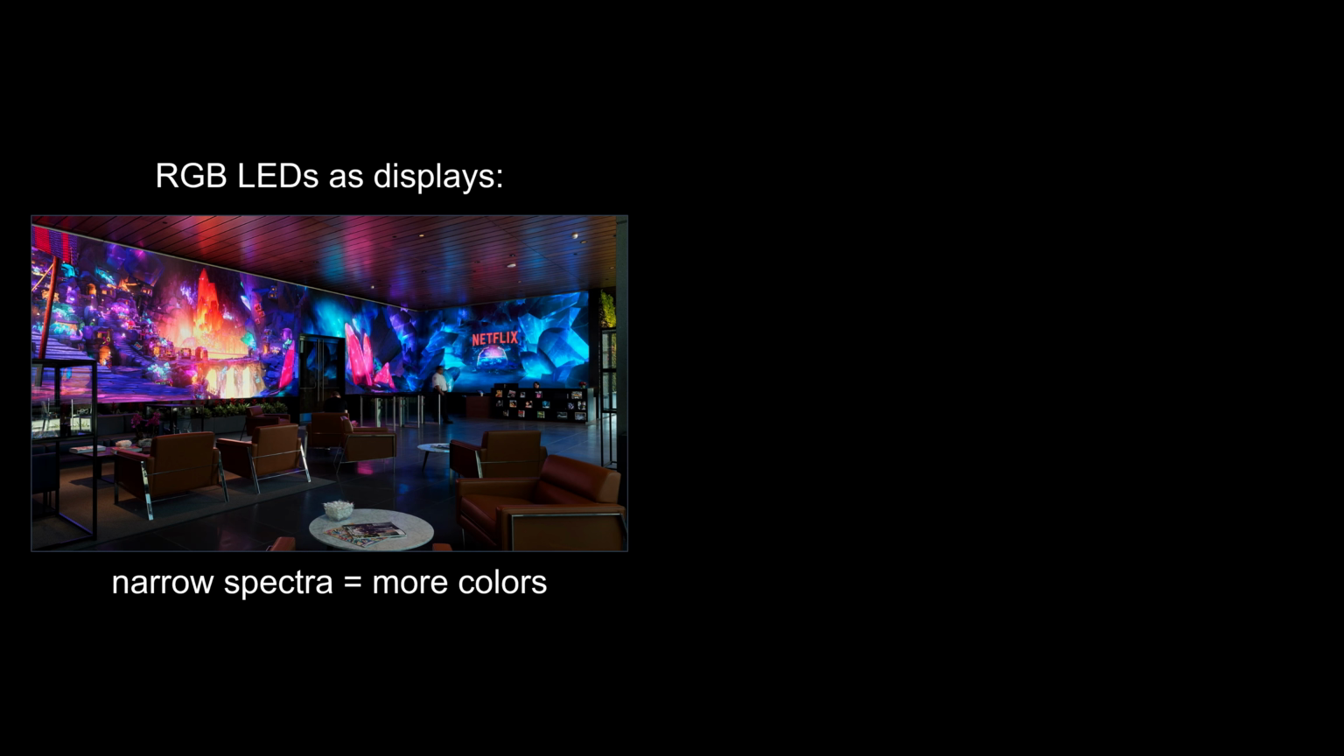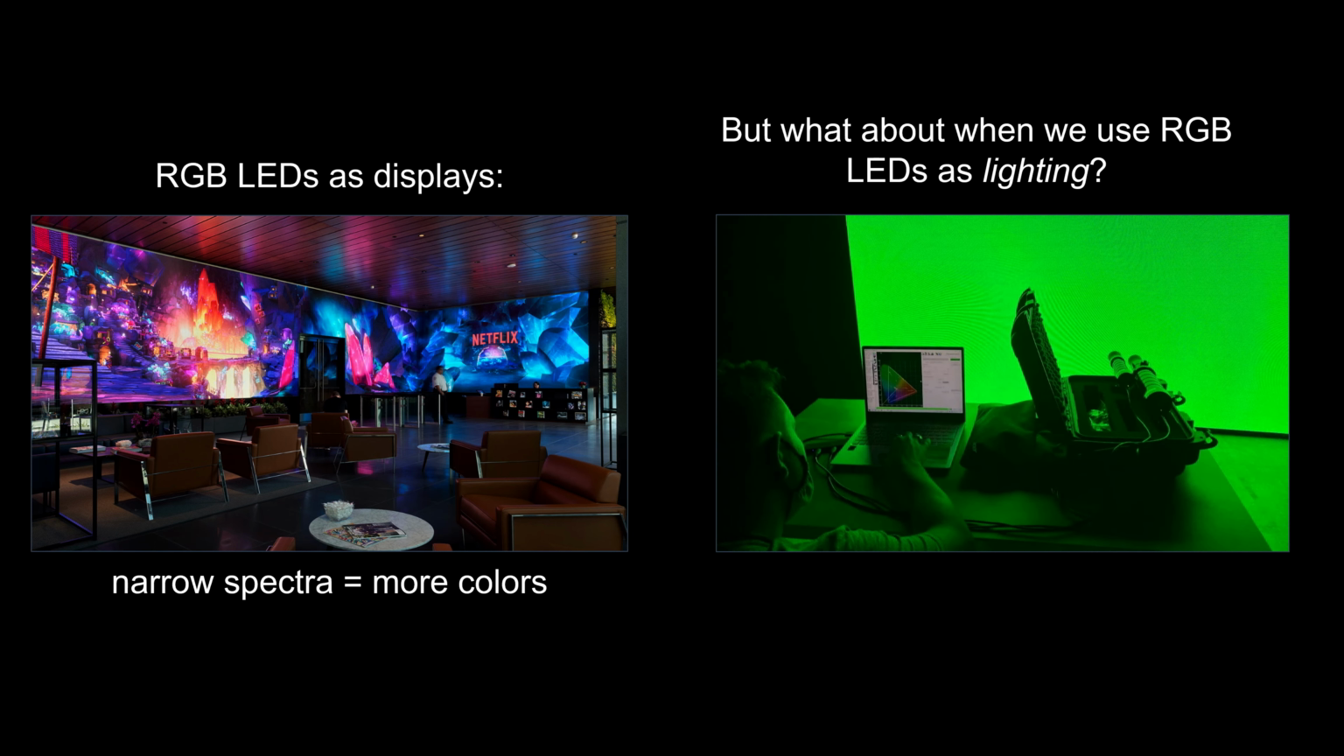Okay, so we've seen that if you're using RGB LEDs as displays, narrow spectra means you can make more colors within that triangle and that gamut, and that's great. But now in the virtual production case, we are looking at using RGB LEDs as light sources because we're talking about surrounding our actors with these panels. And so what do these narrow spectra actually mean in this case? Next slide.